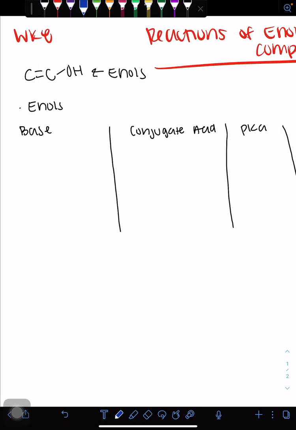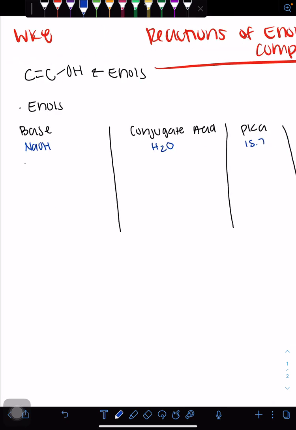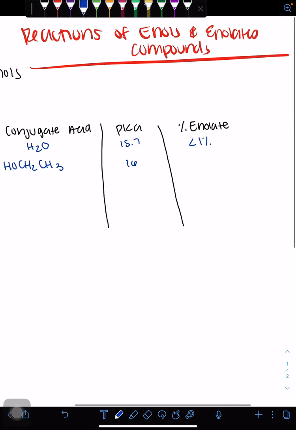So first, let's look at the NaOH base. The conjugate acid could be water. The pKa would be 15.7. Percent of enolates less than 1%. Then if we look at Na plus attached to an OCH2CH3, we have a conjugate acid of HOCH2CH3. We get a pKa of 16. And the percent of enolate is less than 1% again.